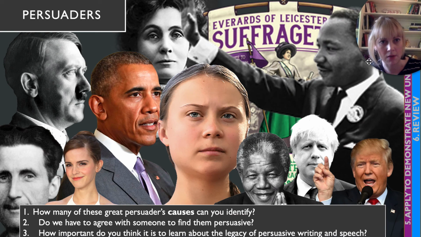We've got here Martin Luther King representing the civil rights movement in America. We've got Adolf Hitler over here, obviously a proponent of fascism and Nazi ideals. You've got George Orwell down here, writer, propaganda writer and novelist who wrote 1984. You've got Emma Watson, who has made some significant speeches about female equality and women's rights in the modern day. Barack Obama and Greta Thunberg, Nelson Mandela and Boris Johnson and Trump.